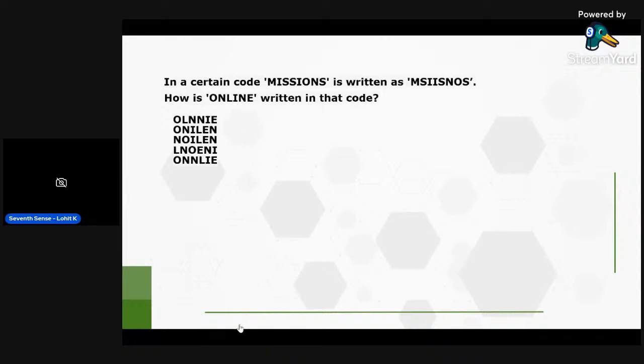First and last alphabets remain the same, while the second alphabet interchanges. Okay, yeah, it's correct. The logic is correct.